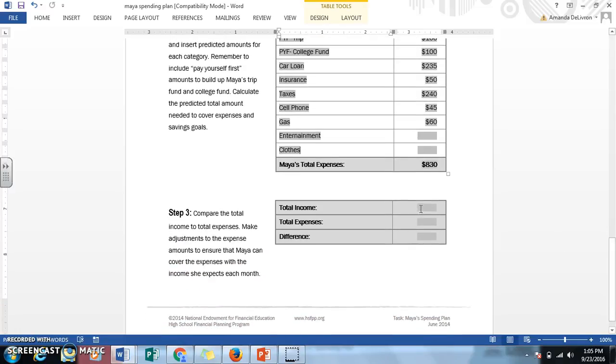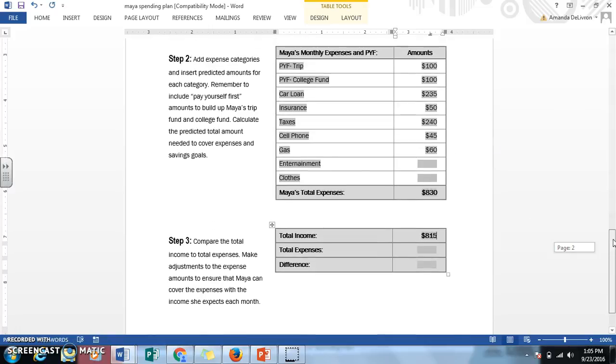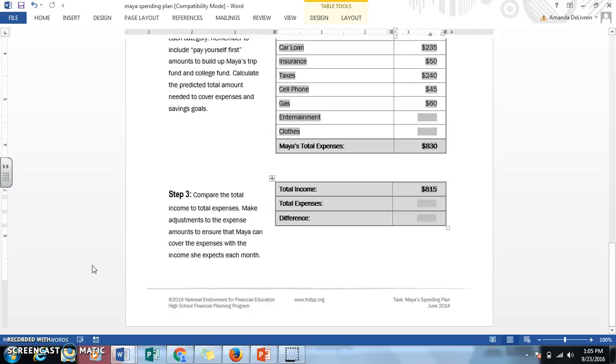And then I want you to write your total income here, which we already said was $815. Once you redo the expenses, you'll put your total expenses here in that total expenses category, and then you're going to subtract the two, 815 minus whatever your expenses are and the difference. We don't want a negative difference. You want it to be a positive difference. That way you know that she's not going over. Okay, so that's what you're going to do on the rest of this. So pause this, finish that, and then we'll come back to this video.